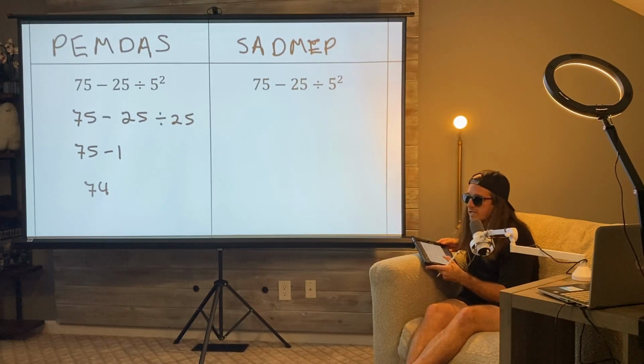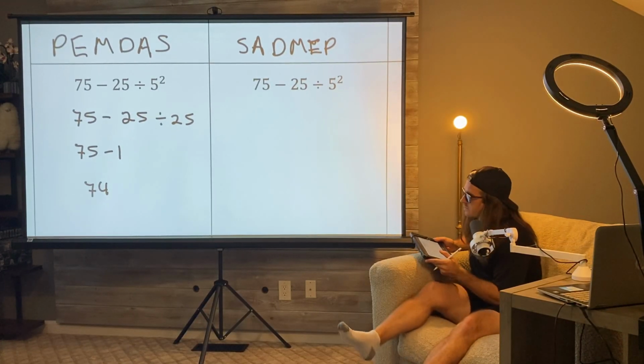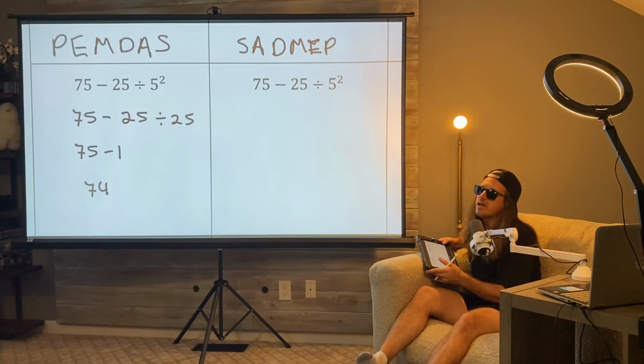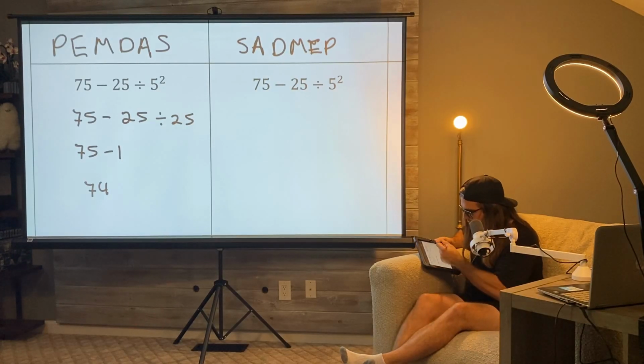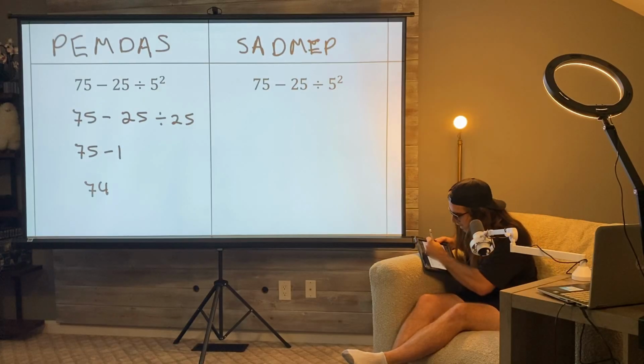If you have this on a quiz in your high school or college class, make sure you do it that way. But what if the order of operations was reversed and it was SADMEP? According to this, the first thing we would need to do is subtract. So 75 minus 25 is 50.